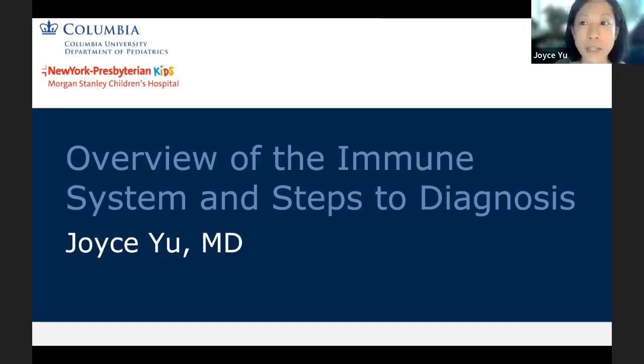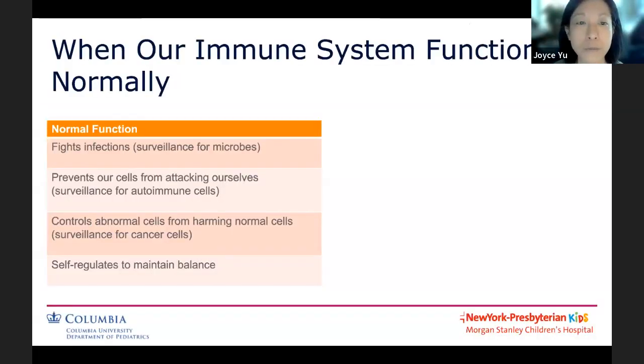I just want to give you a background in terms of how our immune system functions normally. Normally, our immune system helps to fight infections, so it's looking for microbes, things that could be attacking our bodies to make us sick. Our immune system also helps to prevent our cells from attacking ourselves, so basically it's surveilling for autoimmune cells. Third, our immune system helps to control abnormal cells from harming our normal cells. For example, it's looking for cancer cells that may be fighting our normal cells and blocking our normal cells from working normally. And finally, our immune system generally tends to self-regulate to maintain a balance, so you don't have an overactive immune system or an underactive immune system.